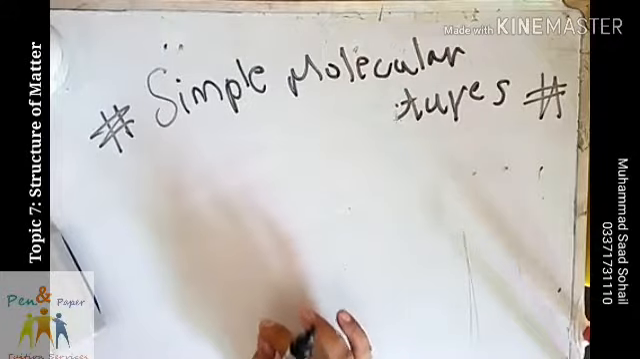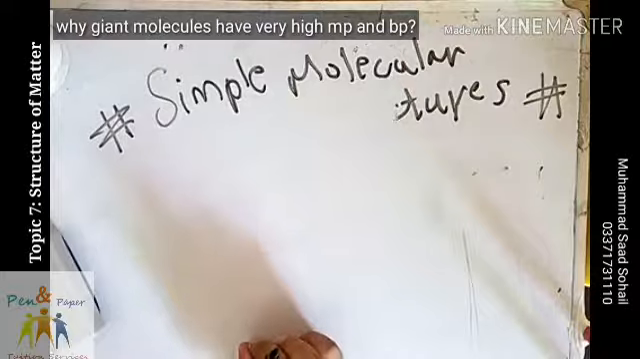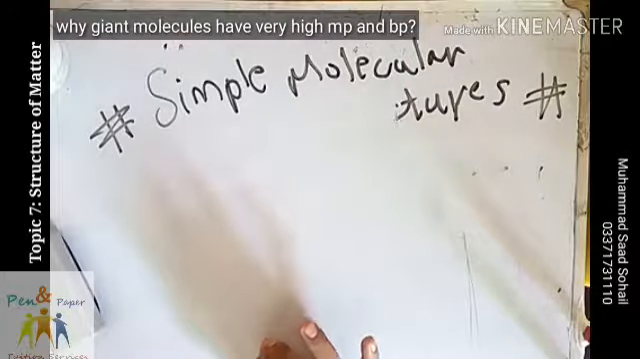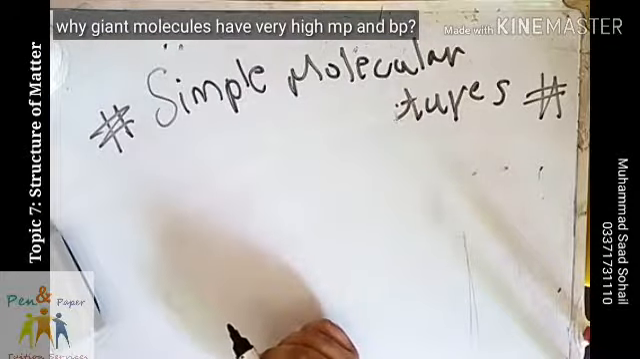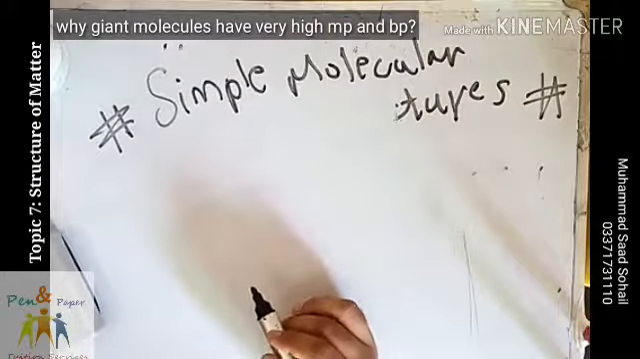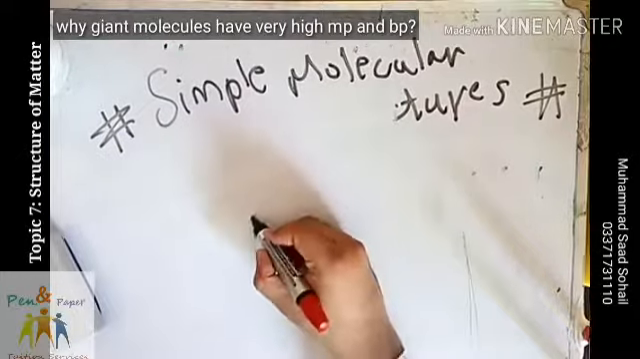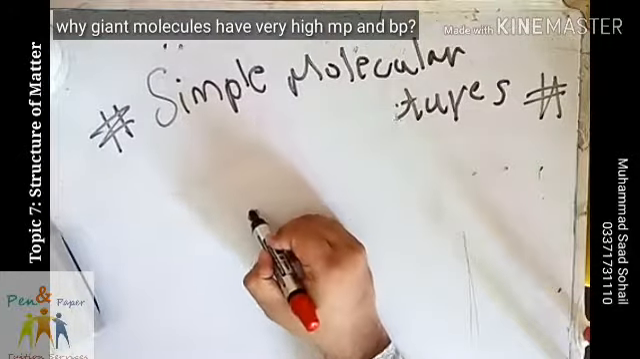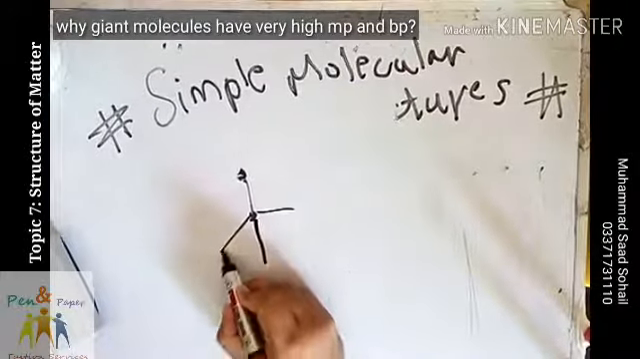Whereas covalent substances with giant molecular structures consist of an extensive network of atoms that are held by strong covalent bonds. For example, you have diamond and graphite, right? They are allotropes of carbon. In diamond, each carbon atom is surrounded by 4 carbon atoms.